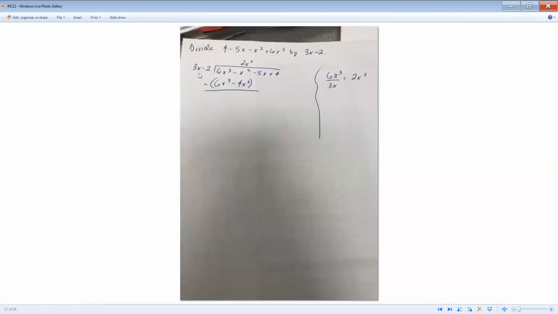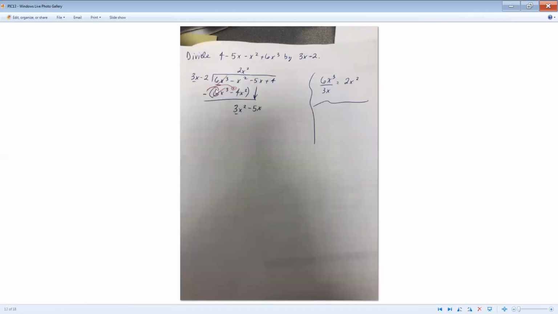Then once again, we compare the first terms in each. Compare the 3x and the 6x cubed. You ask yourself, how many times does 3x go into 6x cubed? And that will be 2x squared. Take the 2x squared, place it up top, multiply to each term on the outside. That'll give me 6x cubed minus 4x squared. Do your subtraction.